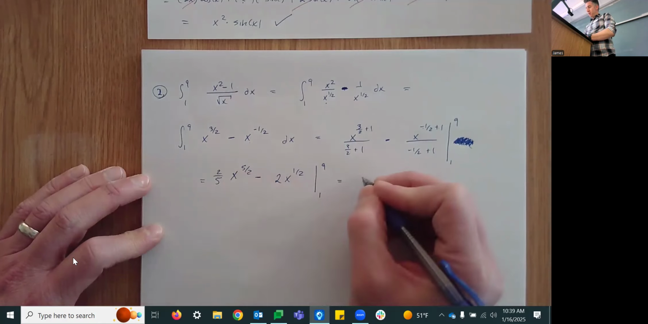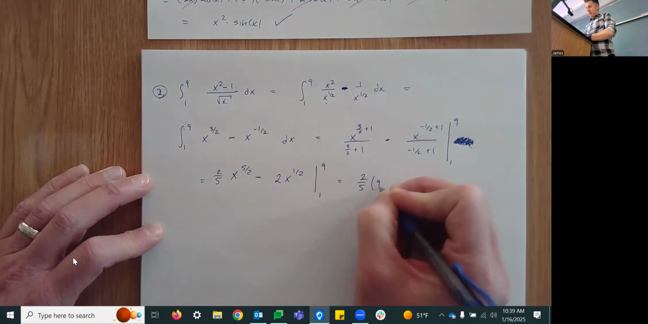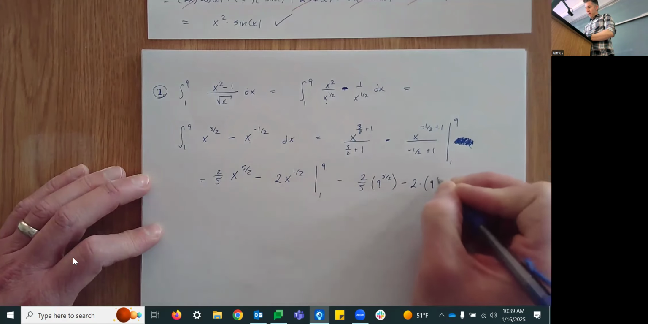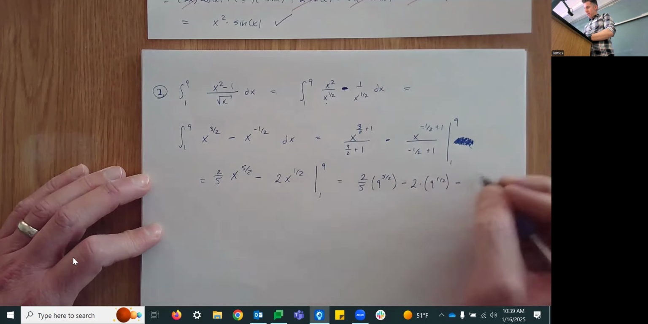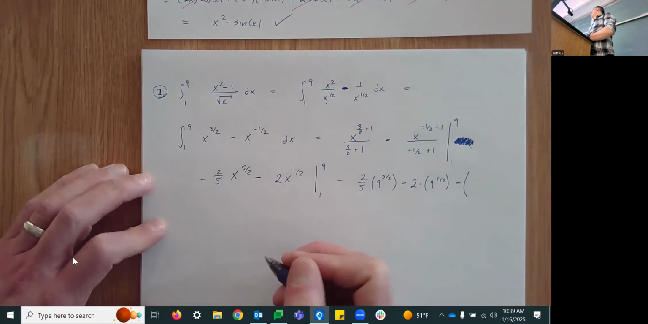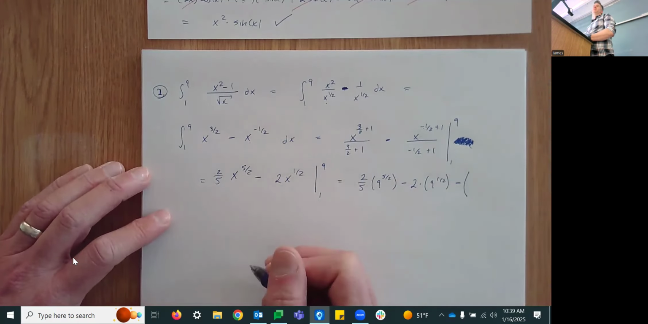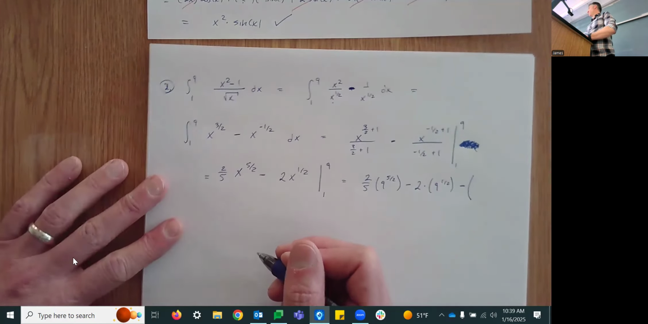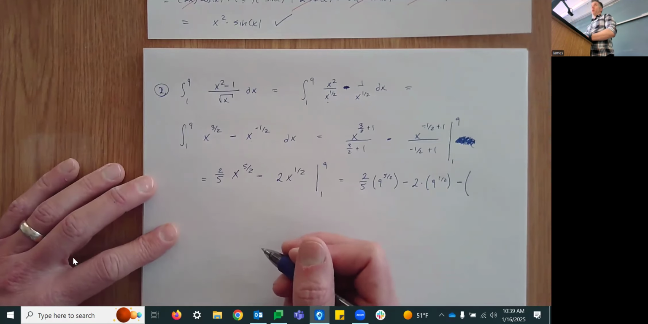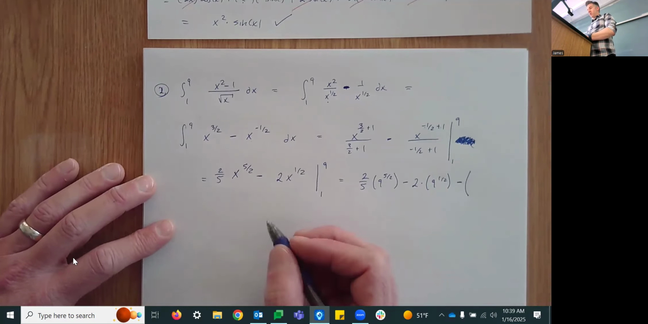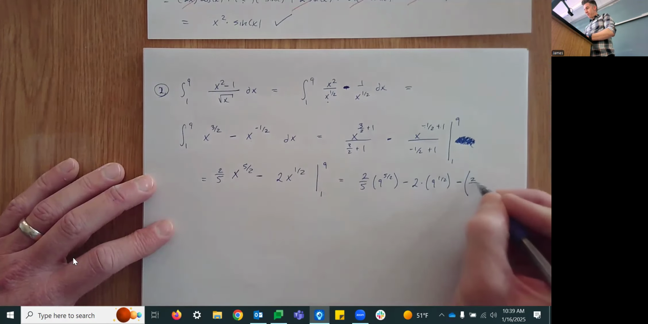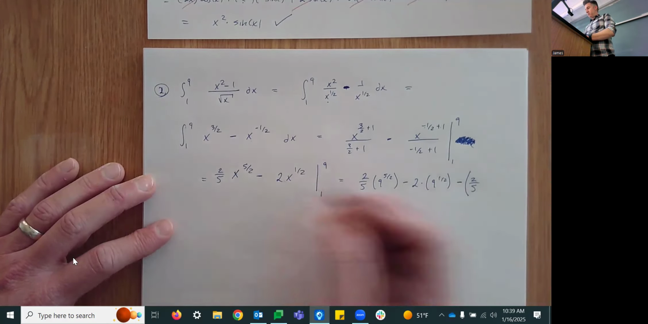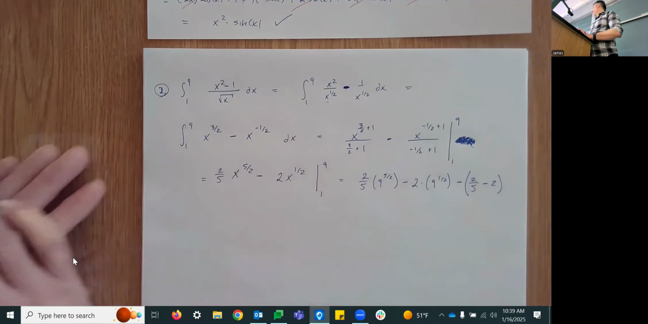So we're going to get 2/5 times 9 to the 5/2 minus 2 times 9 to the 1/2 minus, okay, when you plug in 1 to any power, it's going to be 1 every single time. So I really don't want to or need to write 1 to the 5/2 and 1 to the 1/2. I should just write 2/5 times 1 is still 2/5 minus 2, to make my life a little less terrible.